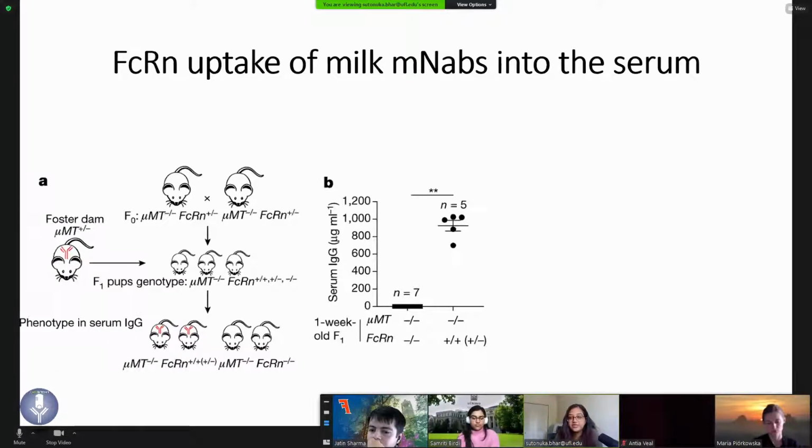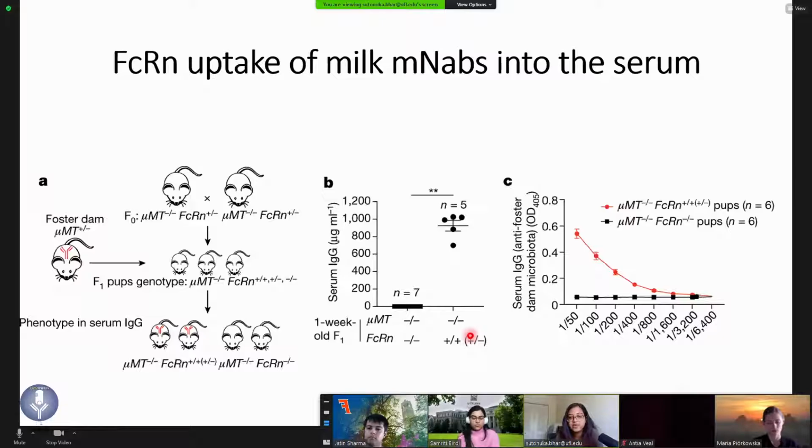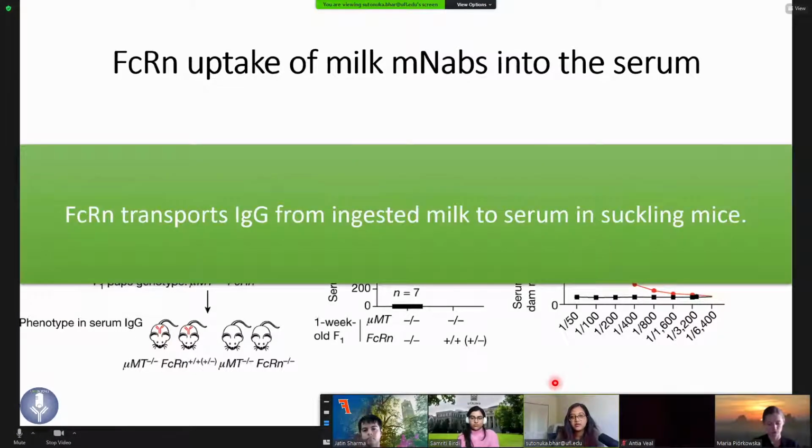In the figure B, the FcRn minus mice, knockout mice, did not have any detectable IgG in the serum, whereas the FcRn plus mice had significantly higher IgG in the serum, although both of them were fed by the heterozygous mother having the antibodies in them. In this figure, they say that the pups having FcRn showed that some IgGs were directed towards the maternal microbiota. By these experiments, they have shown that FcRn is also an important aspect of whether the pups will be receiving the antibodies from mother or not.